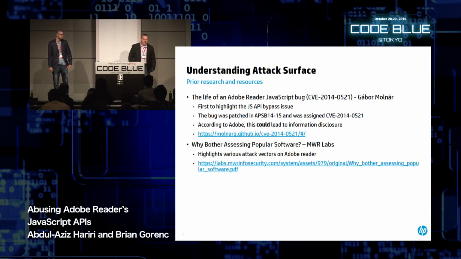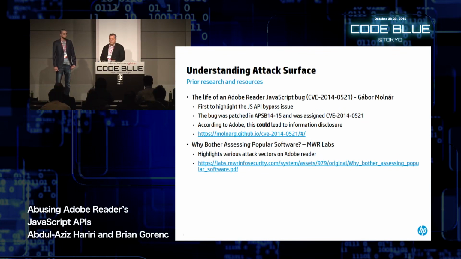When Molnar did his presentation, he highlighted how it worked and provided a proof of concept which would disclose information from the attacked computer. You can see the GitHub link there if you wanted to get an idea of that type of research. The next presentation we'll talk about is from MWR Labs, where they did an assessment of why a person would bother auditing popular software, with the assumption being that all of the low-hanging fruit and all of the harder vulnerabilities have been discovered, and really, why would you spend your time there and focus elsewhere as a new researcher? They highlighted the various attack surfaces that existed in the product, and one of the areas that they talked about was the JavaScript APIs.